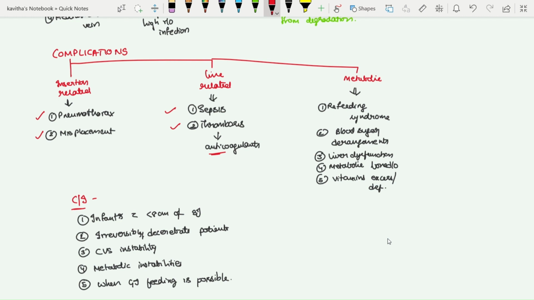Metabolic complications are refeeding syndrome, blood sugar derangements like hypo or hyperglycemia, mainly seen in diabetics, liver dysfunction, metabolic bone disorders like osteoporosis, osteomalacia, and vitamin excess or deficiency.